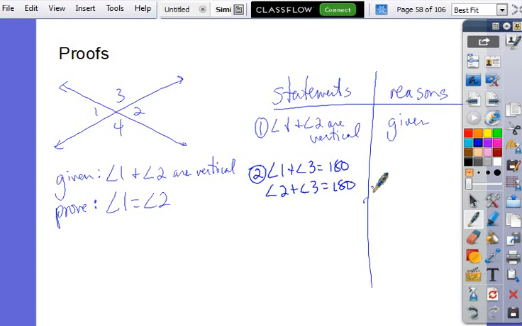angle 1 plus angle 3 is equal to 180 and angle 2 plus angle 3 is equal to 180. Now, why can I say that? Because what do they make? A line. So 1 plus 3 equals 180 and 2 plus 3 equals 180 because they're linear pairs.